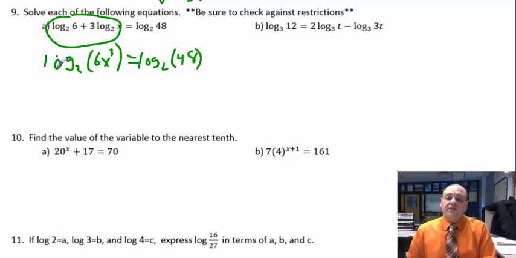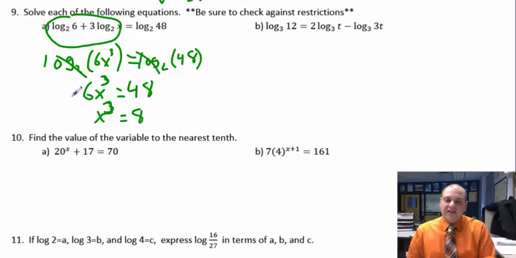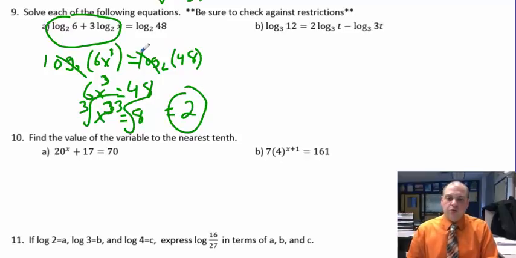Because I have log base 2 on both sides, I will drop my log base 2, and I have 6x to the third equals 48. I can't write my 3's with this pen. Divide by 6. That's a 3 still. Equals 8. And then x cubed equals 8, so I take the cubic root of both sides. The cubic root of 8 is 2. So you would have 2 for x.